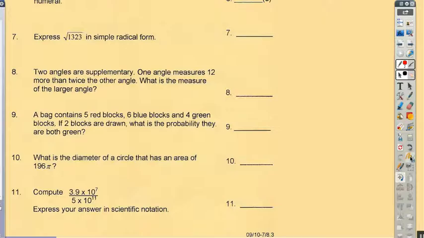Two angles are supplementary. Now, supplementary means they add up to 180. Supplementary is 180, complementary is 90. One angle measures 12 more than the other. So the fact that they're supplementary means they have 180 as a sum. And it says that one angle is 12 more than twice the other angle. So that means the big angle is equal to 12 more than twice the small angle. I believe that is correct, right?